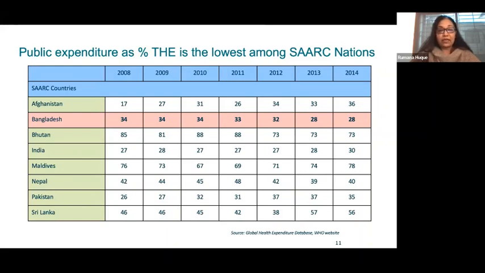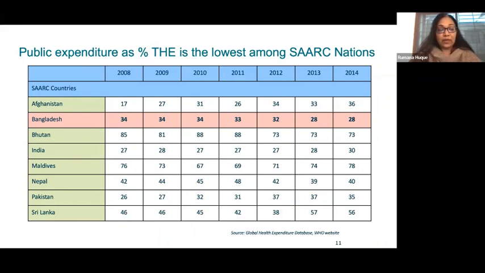Whereas if we look into other countries, Afghanistan, Bhutan, India, and compare these, we see that even in Bhutan, public expenditure as a percentage of total health expenditure is 73%. In India, that is 30%, not very high compared to Bangladesh, and in Nepal, it is 40%.